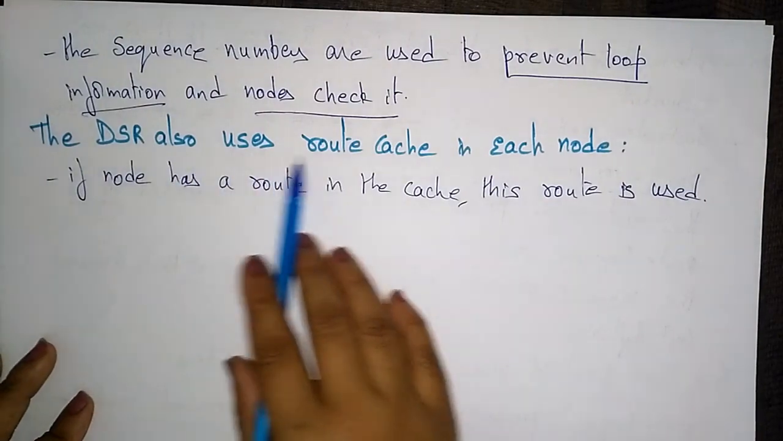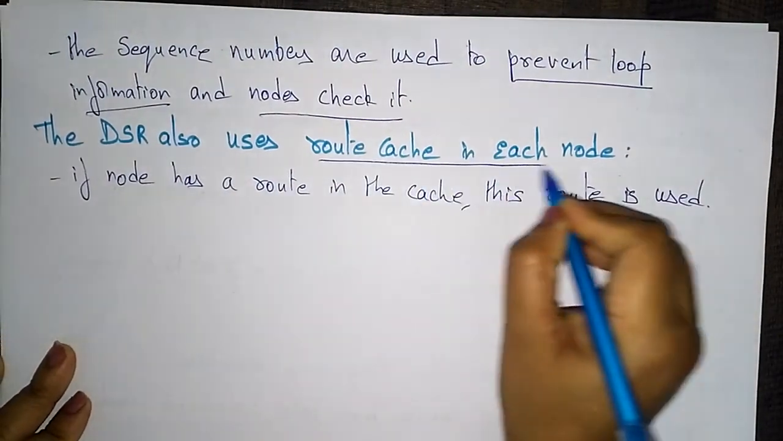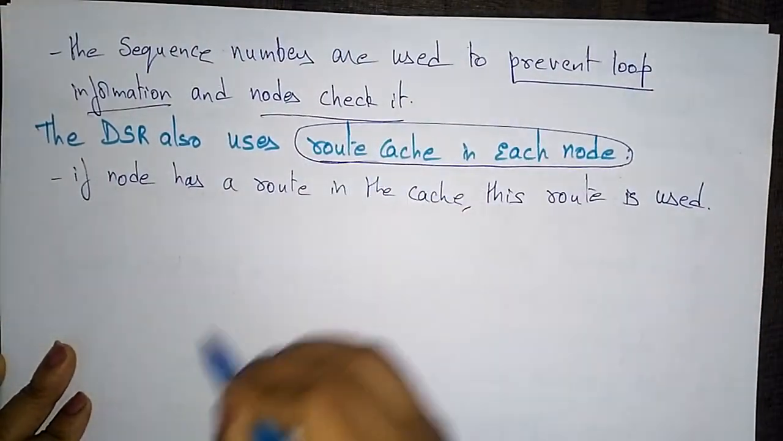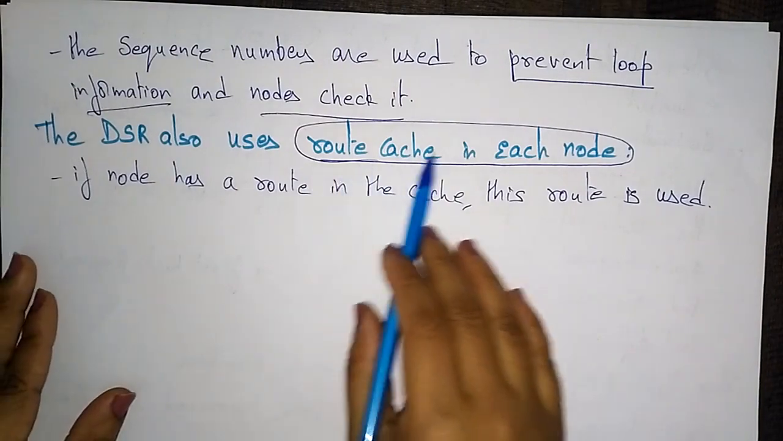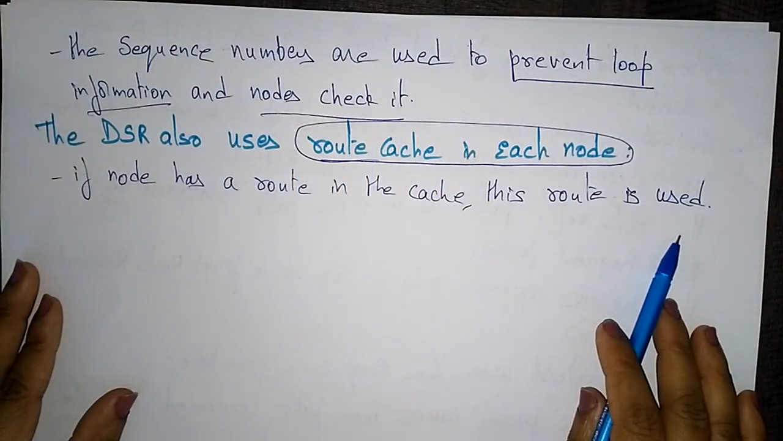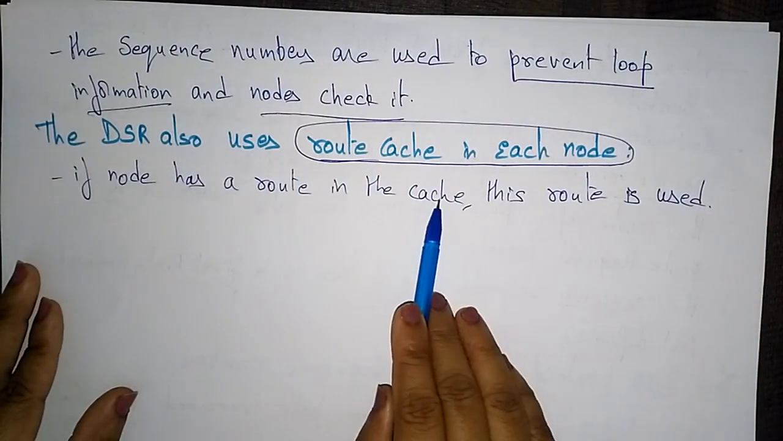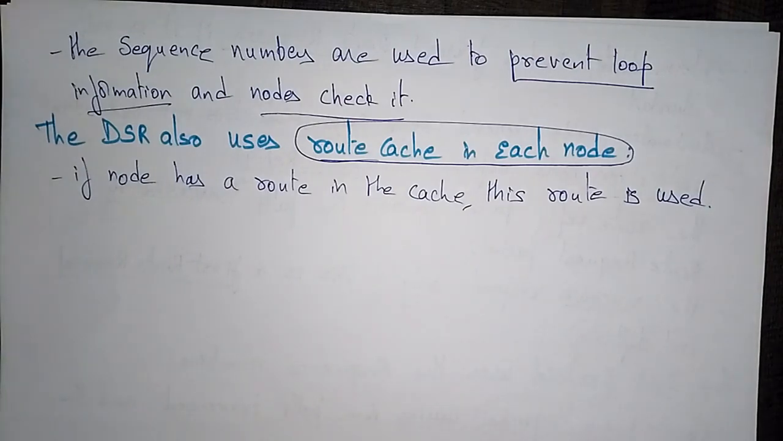The DSR also uses a route cache in each node. Whatever node is participating in the network, whenever the DSR visits that node, it stores the information in the cache. If a node has a route in the cache, this route is used. Okay, so this is a basic introduction of how the DSR routing protocol is involved in the network.